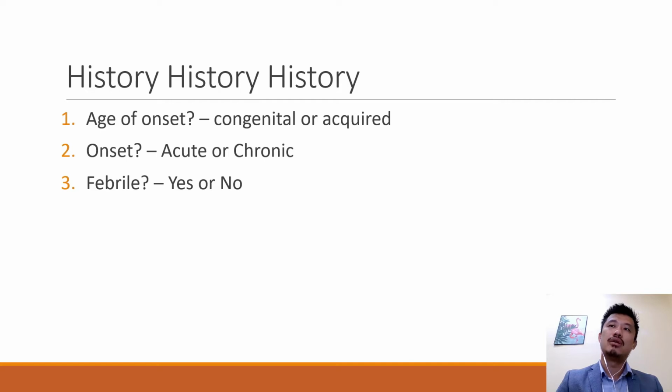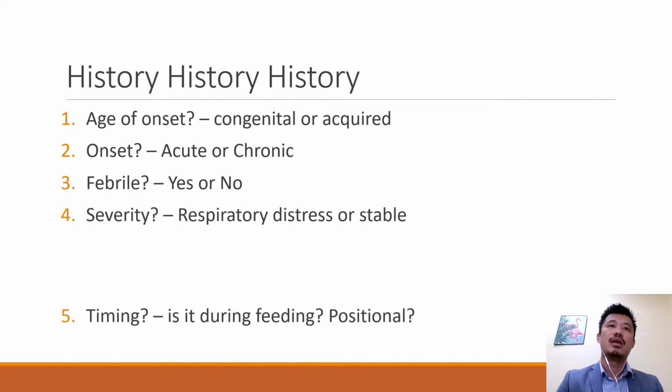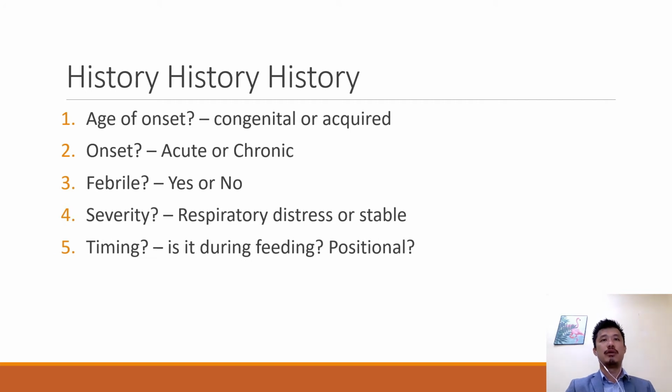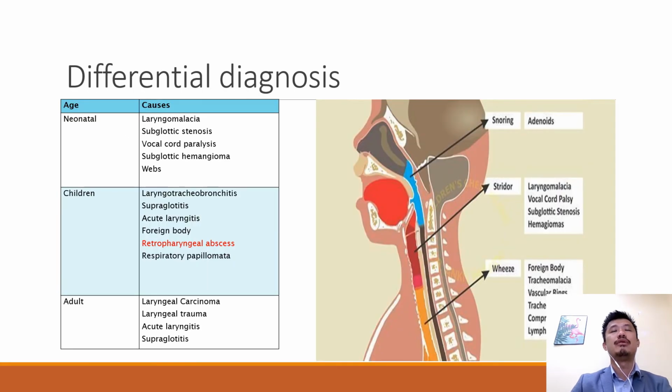Whether there's fever or not, this is important to know whether it's infection origin or not. The severity, whether patient is in respiratory distress or is the patient stable. And the timing, is it during feed, positional? This is usually more for children. So these are a few differential diagnoses for us to be able to come out when we see a patient with Stridor.